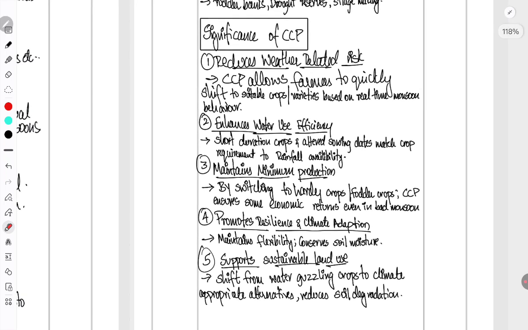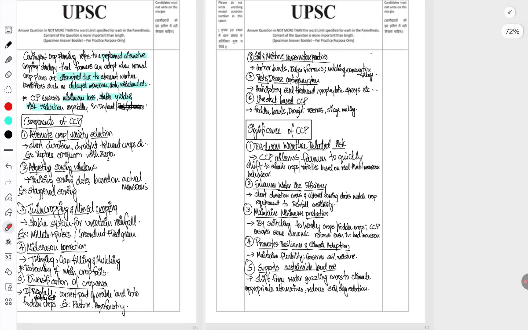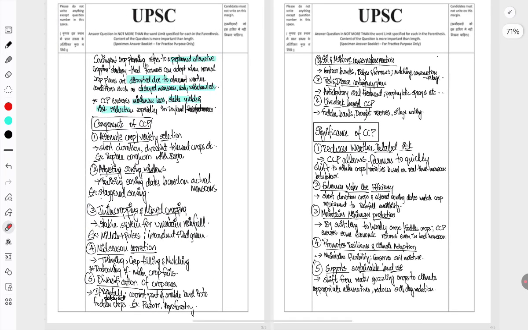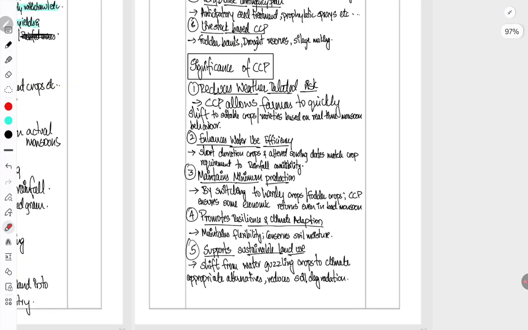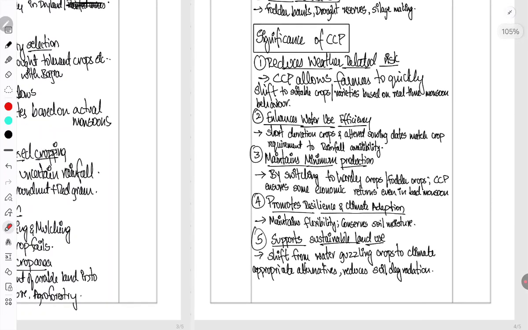Then after that we'll be answering the second part of the question, which is significance of contingency crop planning. Always try to encircle or box the sub major parts so that the evaluator can understand, like for example, first there are components, then it comes to significance, right? So what are the significance of CCP or contingency crop planning?